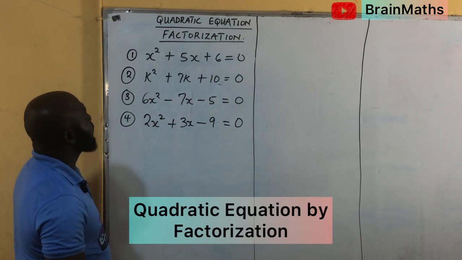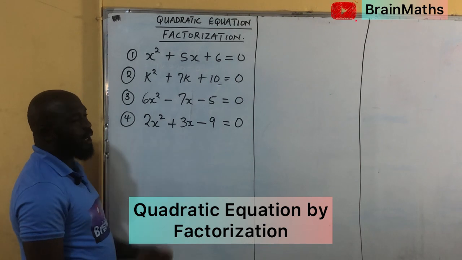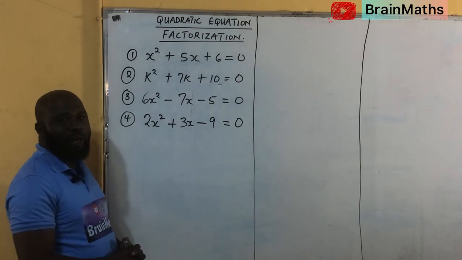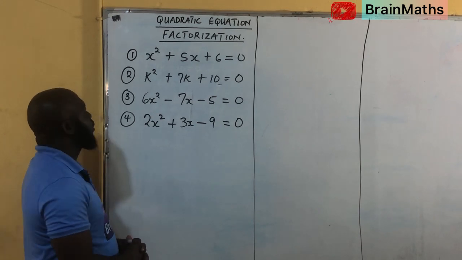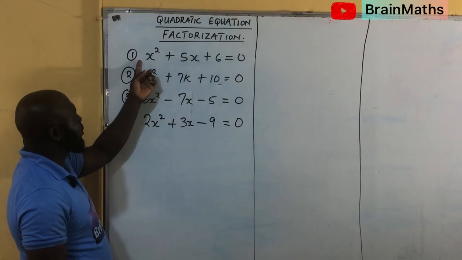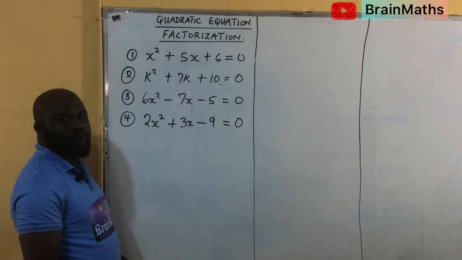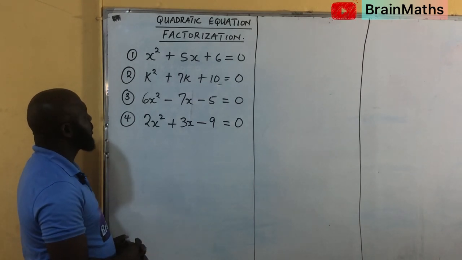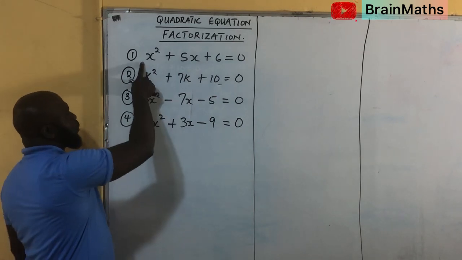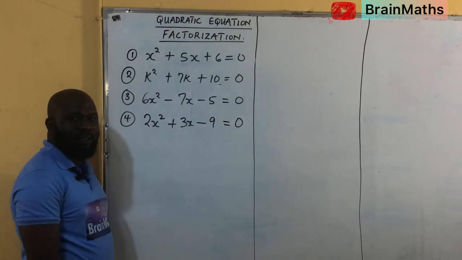On today's edition, we want to look at quadratic equations by the factorization method. When we are asked to factorize a quadratic equation, we'll be looking at the coefficient of x squared, the coefficient of x, and the constant. What we are going to be doing in this solution is that whatever happens to be the coefficient of x squared will be multiplied by the constant.